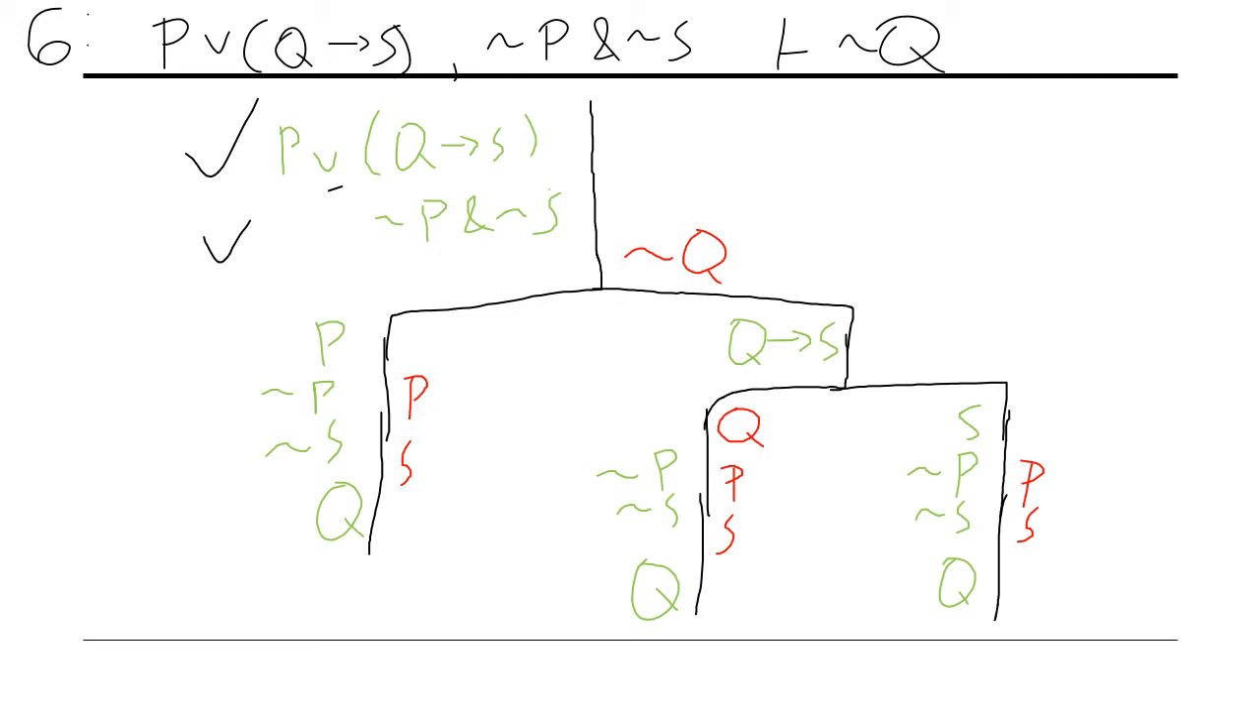Now we can go back through. First one, I see those two P's will cancel out. Here I see the two Q's will cancel out. Here I see the two S's will cancel out. So all the branches terminate. Since all the branches terminate, this is valid. And since it's valid, we don't need a counterexample.